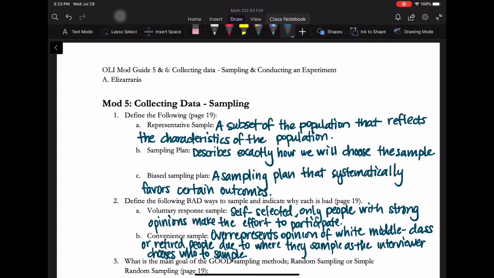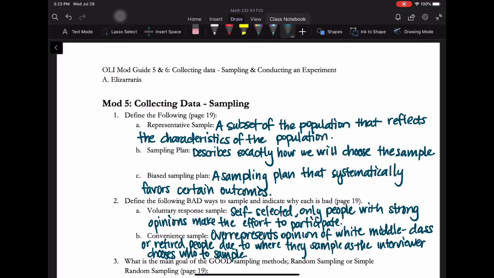Hello and welcome back. We are going to be working on mod guides 5 and 6 today. They're going to be combined together because it's a lot of definitions and ideas rather than an application. And first, we're going to work on module 5, which is collecting data and sampling.